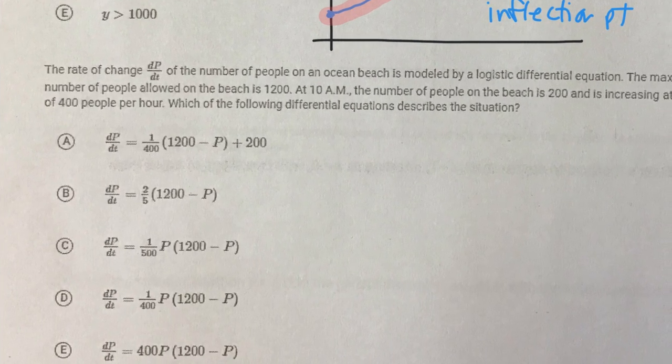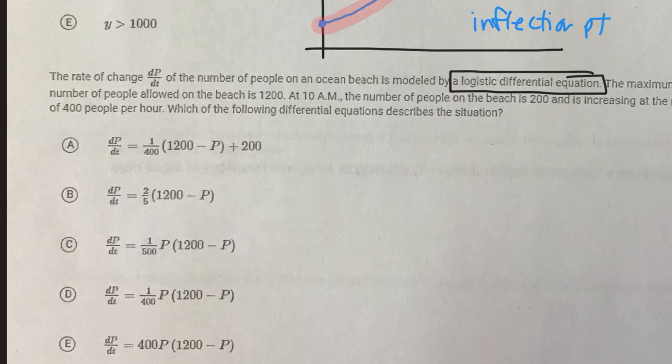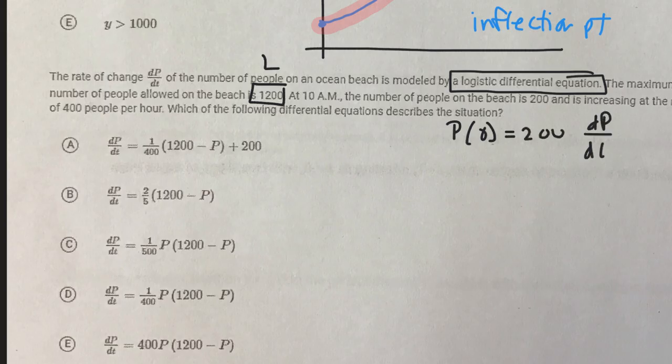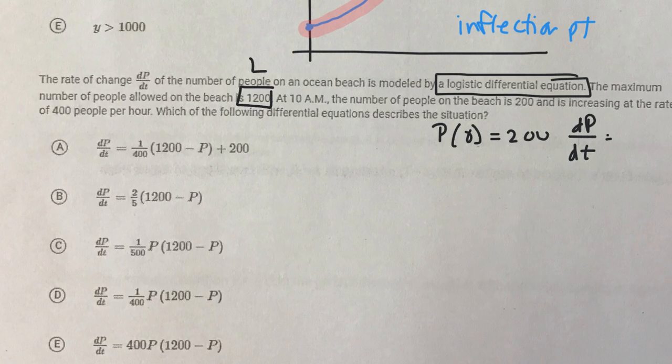Here we have the rate of change modeled by a logistic differential equation. The maximum number of people on the beach is 1,200. That's your carrying capacity, that's your L. The number of people on the beach at time 0 is 200, and the population is decreasing at a rate of 400 people per hour. Which of the following best describes the differential equation?